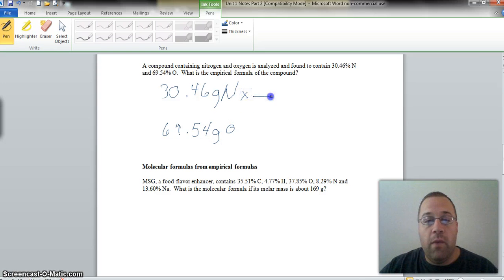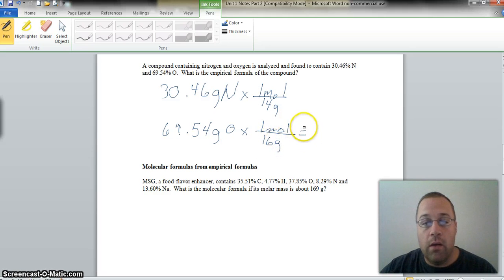To solve for the empirical formula, you're going to convert both of these to moles, since moles is the only thing that we can relate between them. So 1 mole goes up top, because we're going to get the masses off the periodic table. The mass of nitrogen is 14 off the periodic table. The mass of oxygen is 16. Solve for each of these. For nitrogen, I got 2.18, and that would be moles. And for this, I got 4.35 moles.